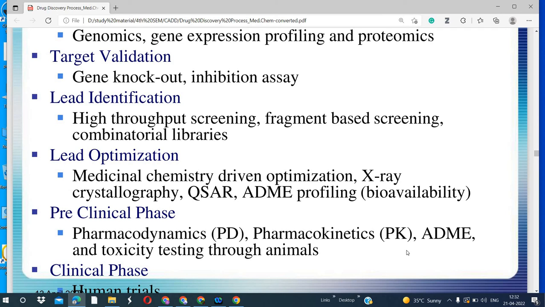In the coming classes we will discuss QSAR and ADME in detail. And there are different methods: high throughput screening, fragment based. So these are various methods. Today we have discussed the introductory aspects of this technology.